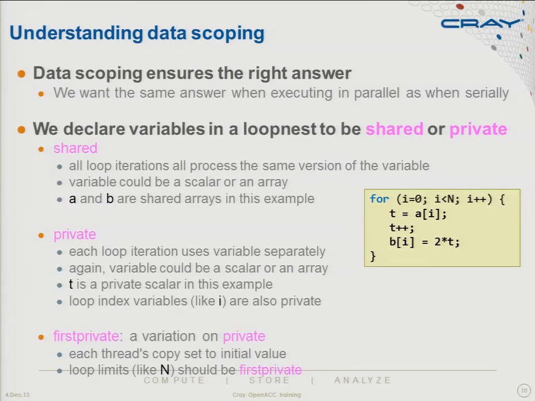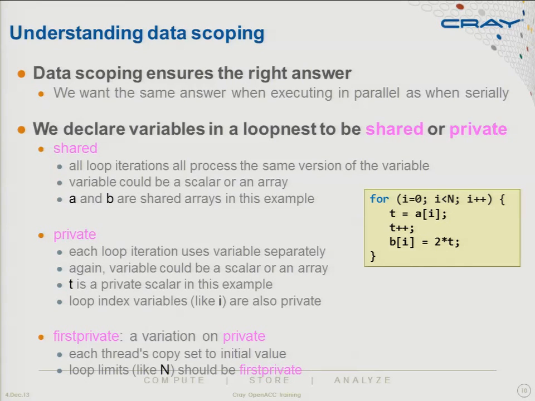If you've done OpenMP, you'll be familiar with the concept of data scoping. Data scoping means when we do everything in parallel, we want to get the right answer. And that means that all of the arrays and scalars, all of the variables in your loop nest, in your parallel regions, you want to make sure that they are treated in the right way. So variables in a loop nest are either shared or they're private. If it's shared, what it means is that all the loop iterations will process the same version of that variable.